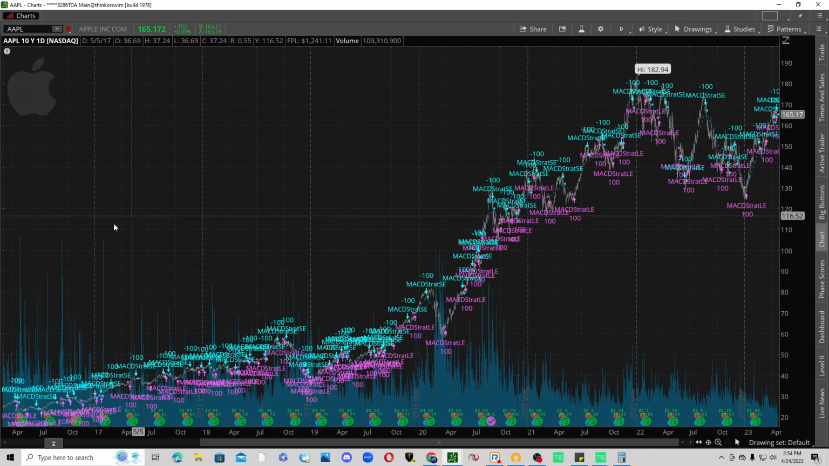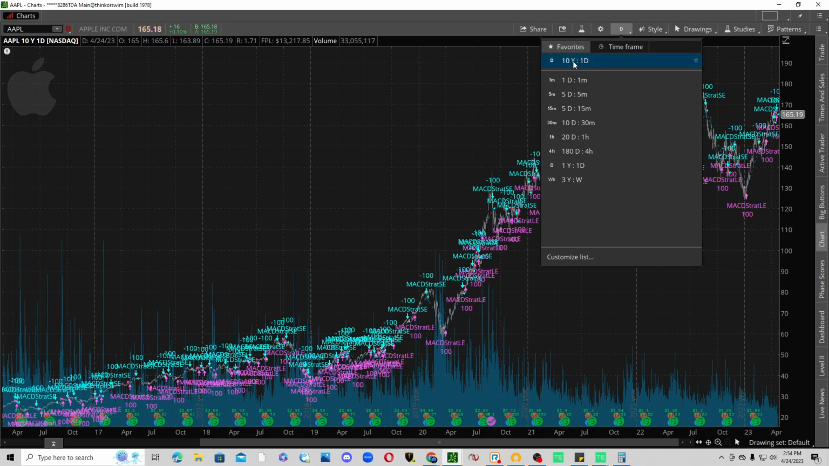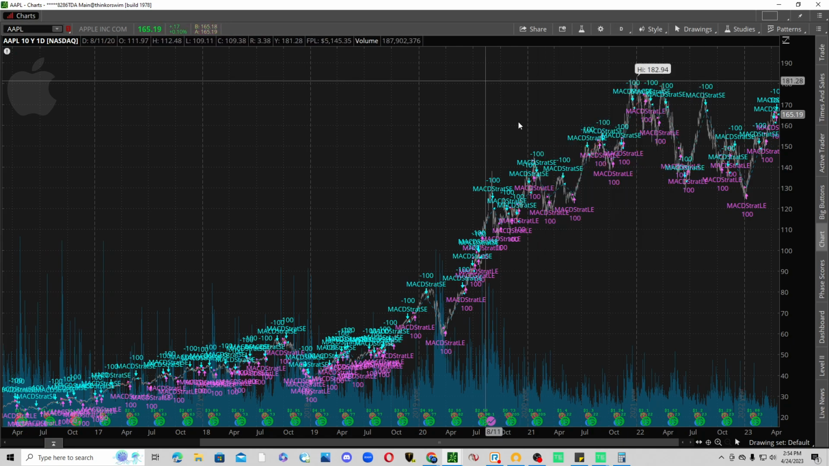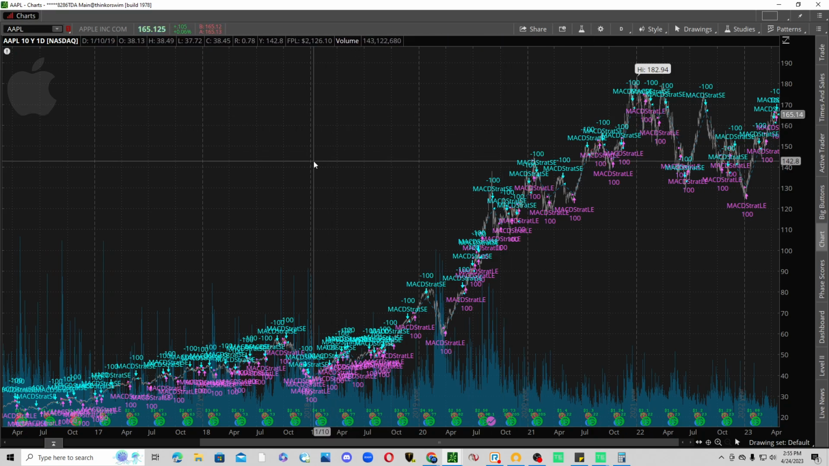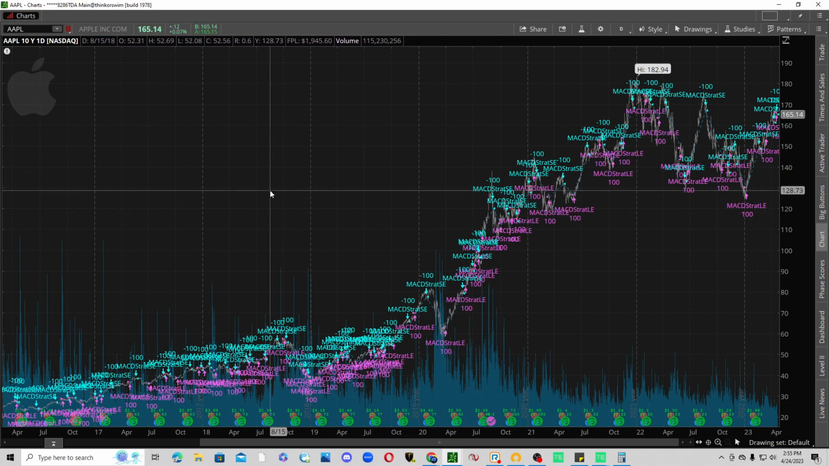Now what this is showing me are the signals that were generated over the last 10 years for Apple on a daily basis using this strategy. Let me point this out right now. It doesn't matter what the strategy is. Let me repeat that. It really doesn't matter. As long as it enters and exits on a regular basis, that's all that counts.